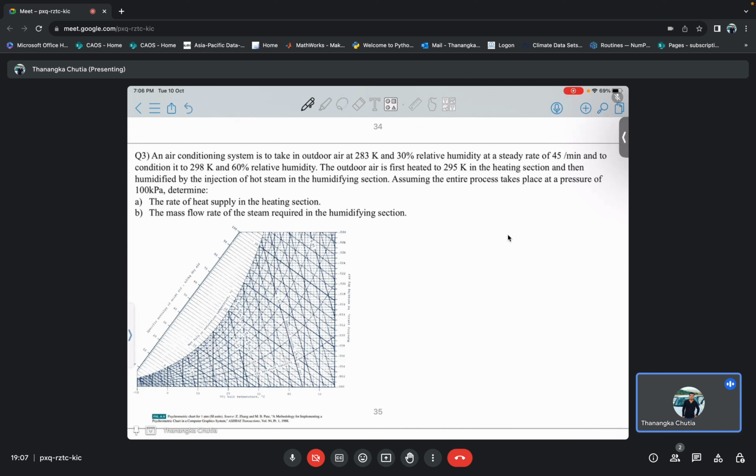So let us first see. It takes place in two different types of processes. If this is basically the curve, we have to go from point 1 to point 2. But first, what happens is that the air is heated from 1 to 3, and then from 3 to 2. So this is basically the entire process.